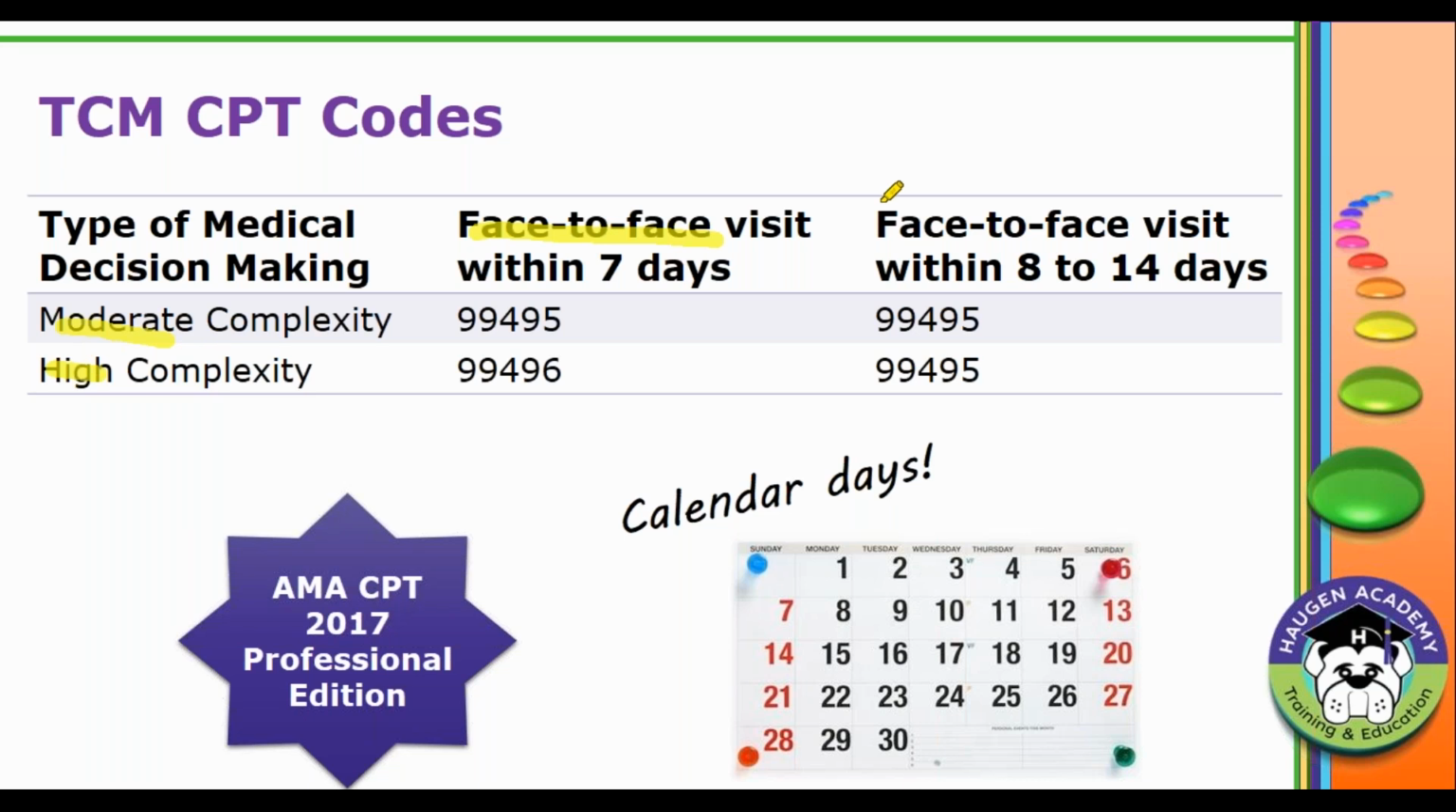And you have to meet both the face-to-face time and the high complexity, you'll notice here, to get to that 99496 level. So if you happen to meet the high complexity, but then have your face-to-face visit within 8 to 14 days, you're still going to be stuck with that 99495 code. So that's a good reference to use just to make sure you're picking that right code.